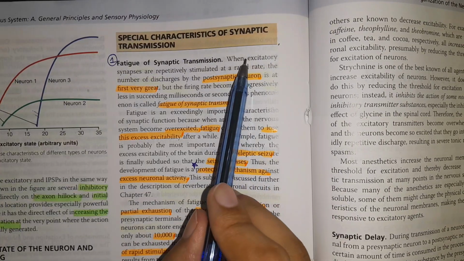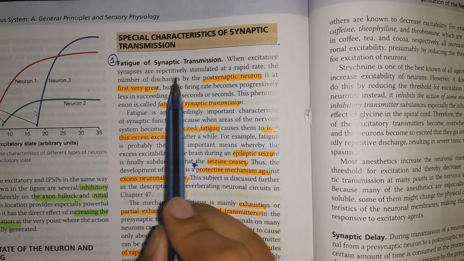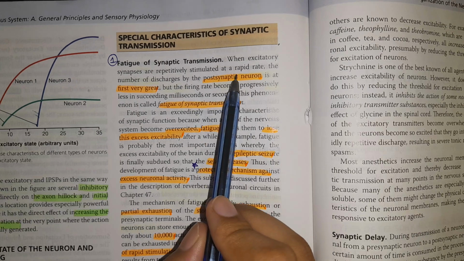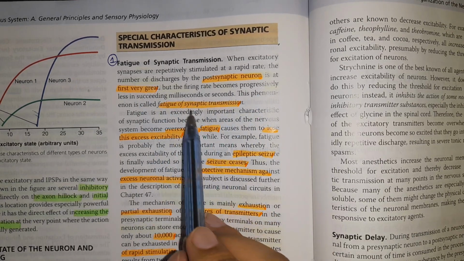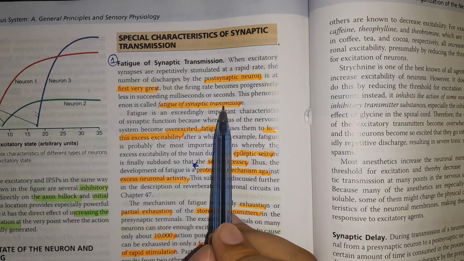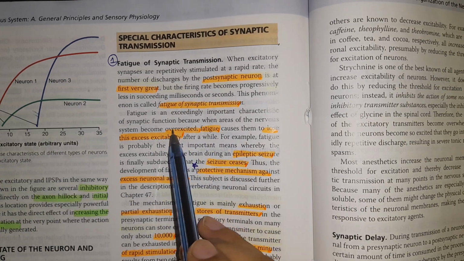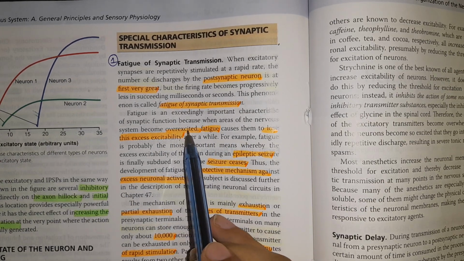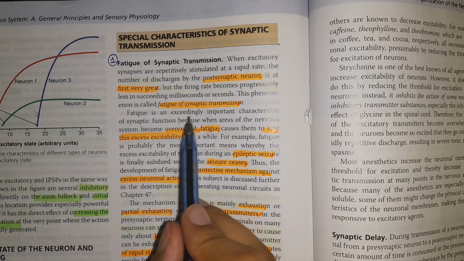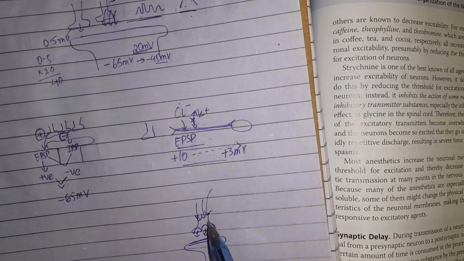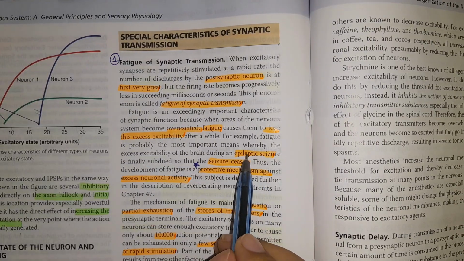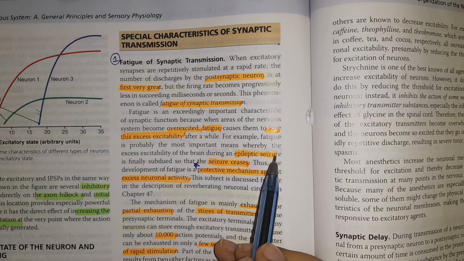So when excitatory synapses are repetitively stimulated, the postsynaptic neuron, at first the signal is very great, but soon fatigue starts to happen. Why? Because the membrane is overexcited. And due to this overexcitation, a large number of action potentials are being fired. So the person becomes epileptic and seizures are occurring.